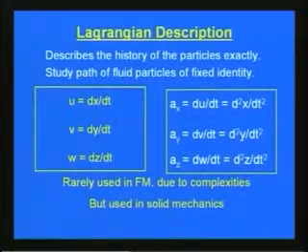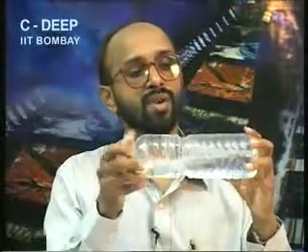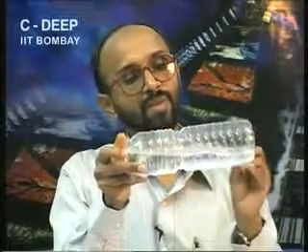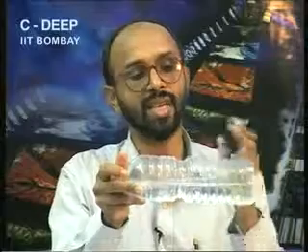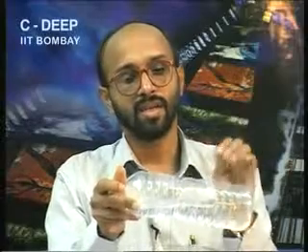In fluid mechanics we will be using two kinds of description. The first one is called the Lagrangian description. In the Lagrangian description we describe the history of the particles exactly. That means we study the path of fluid particles of fixed identity. For example, if you consider a flow from one section to another, we track some particles and see what happens to them from time to time. That is the approach called the Lagrangian approach.